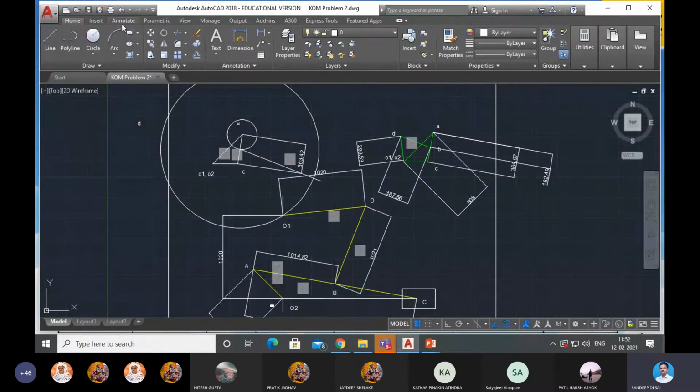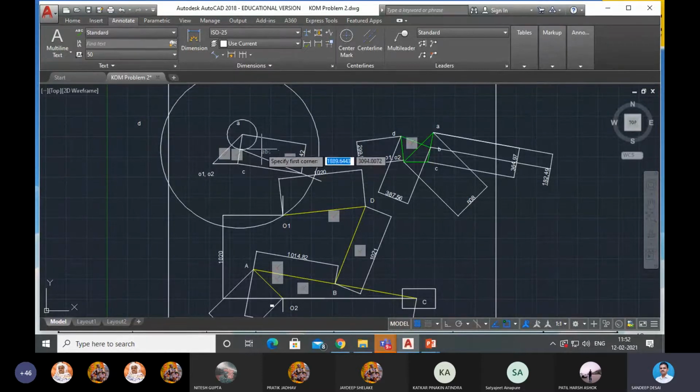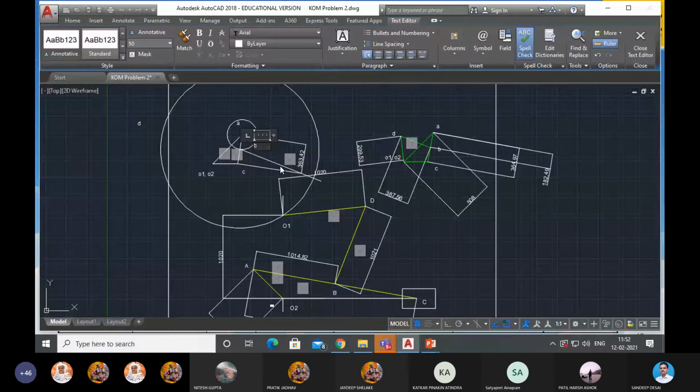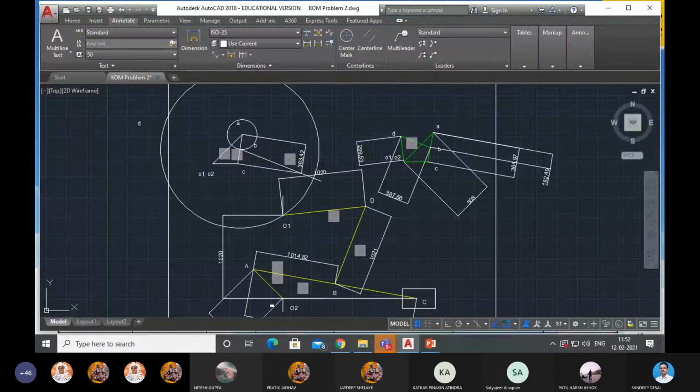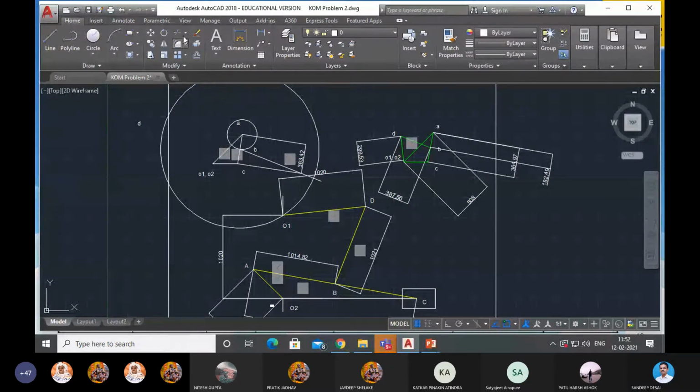Where did our B go here? Annotate, multi-line text. And then go to extend. Here is trim and below it is extend. So select this object first and then select this object. So it is extended. Now after extending, let us trim the part on this side.